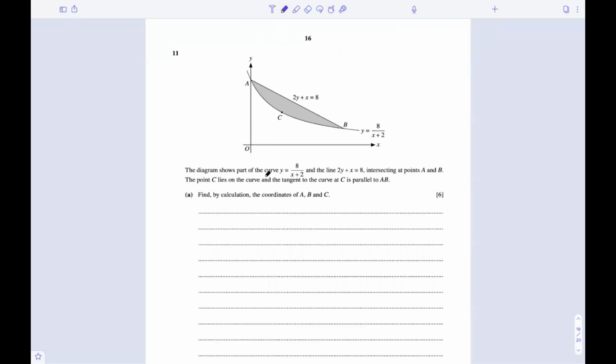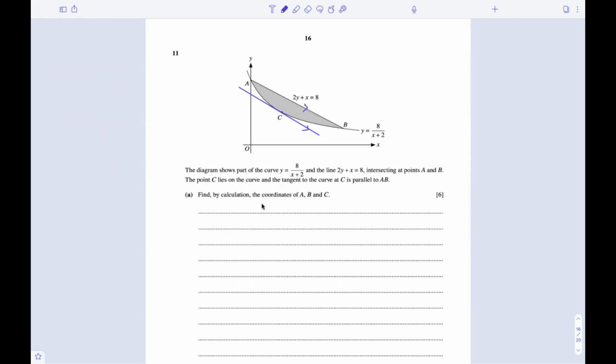In question 11, we have a curve which is y is equal to 8 upon x plus 2 and the line 2y plus x equals 8 intersecting at points A and B. The point C lies on the curve and the tangent to the curve at C is parallel to AB. So we know that if we make a tangent to the curve at C, it is parallel to AB, which means that the gradient of AB and the tangent at C are equal. We have to find the coordinates of A, B, and C.